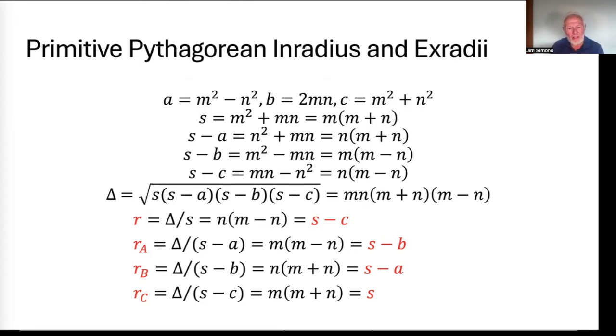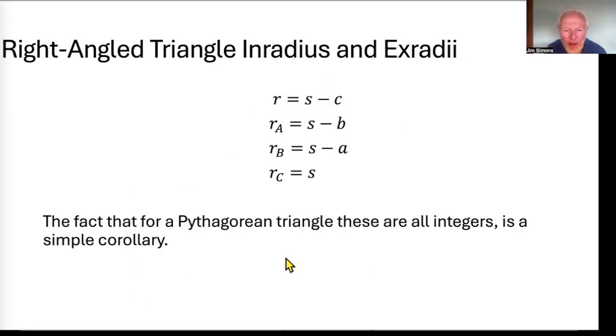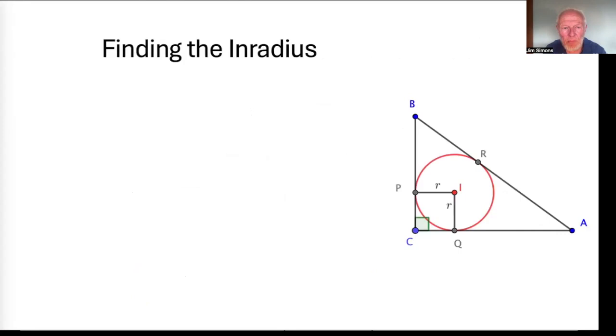Once we know that, actually, it's fairly easy to prove them. There's our key theorem. For any right-angled triangle, those three things hold. And the fact that for Pythagorean triangles, they're all integers is now a simple corollary. Okay, let's just see how we prove that. So let's find the inradius. Prove that it's equal to s minus c in a right-angled triangle.